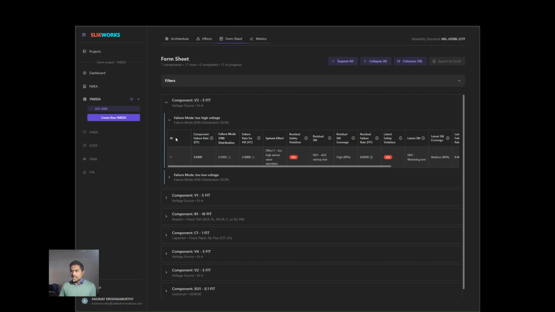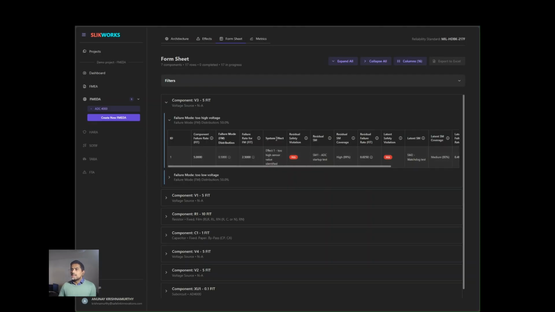We start off with an ID. Then we have a component failure rate, which is the failure rate of the component in FIT, which is 5 times 10 to the power minus 9. Then we have the failure mode distribution, which is 50% or 0.5. Why this is important is to calculate the failure rate for this particular failure mode, which is 2.5%.